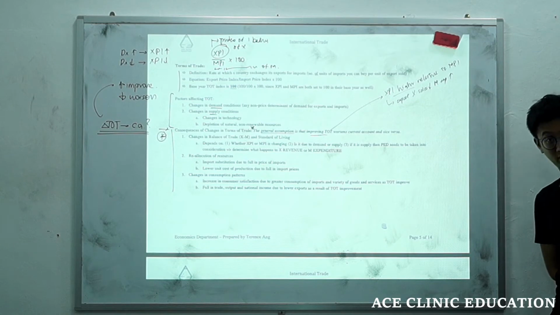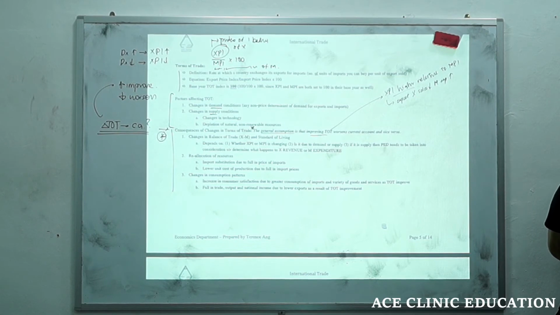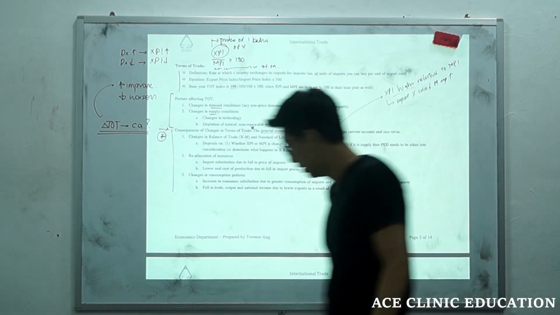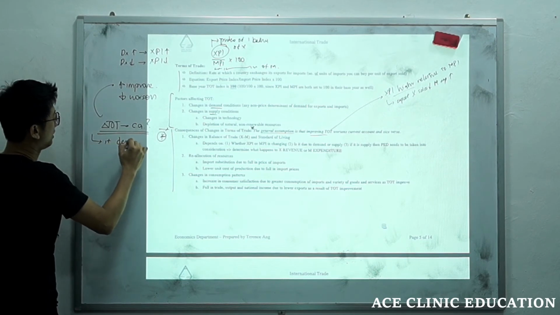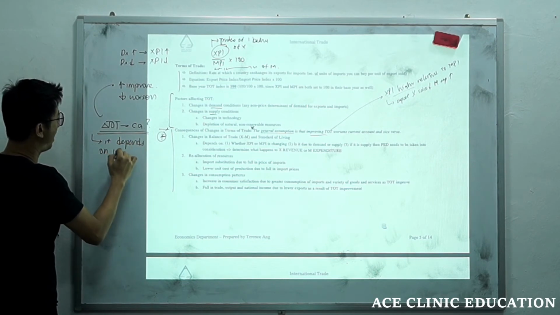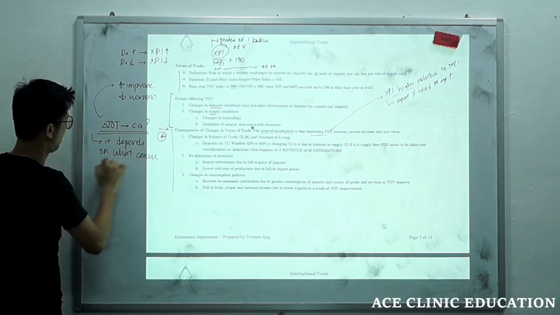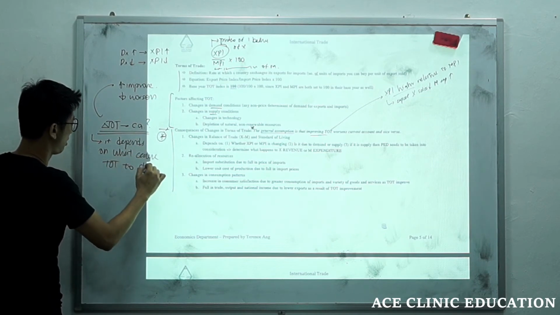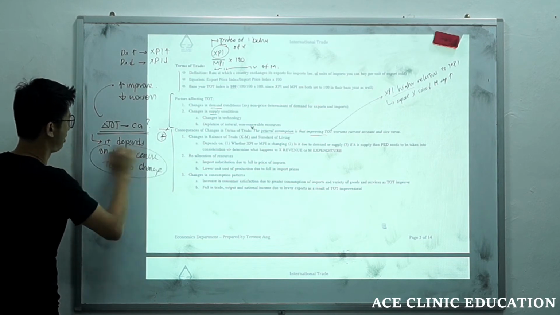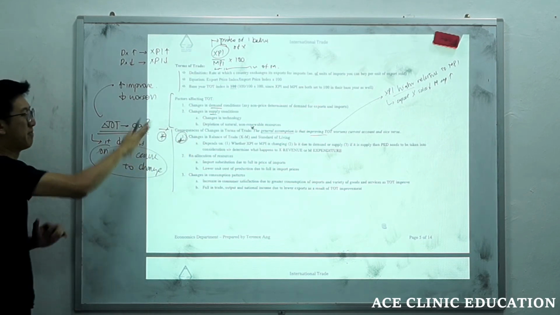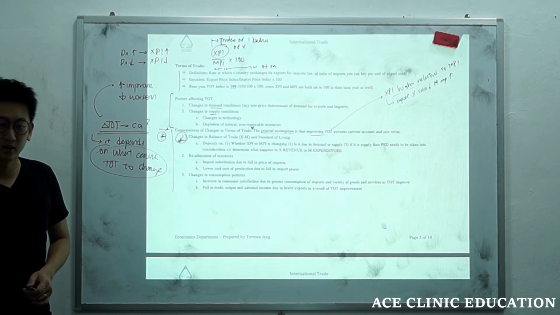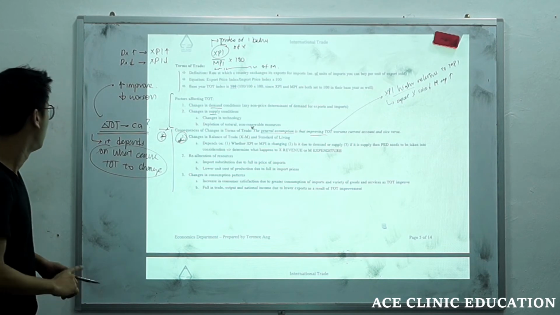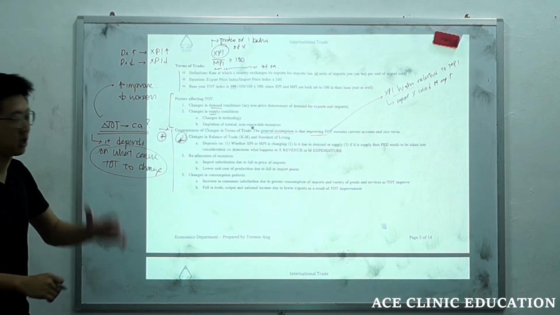So that's the level 1 explanation, okay? The in-depth one, which you'll use more often, is this. The answer to this is it depends on what caused TOT to change. So this is point 1, the most important out of the 3. You're going to use number 1 the most often, okay? It depends on what caused TOT to change.